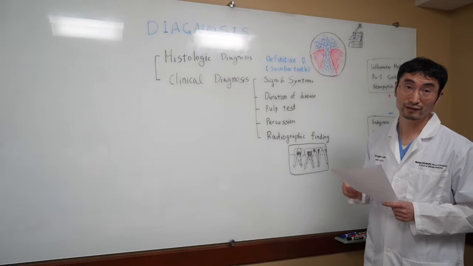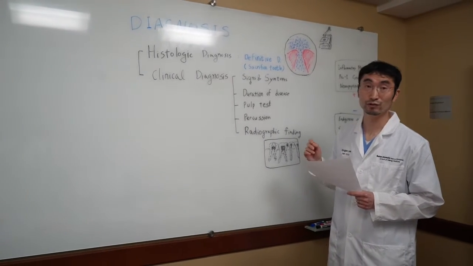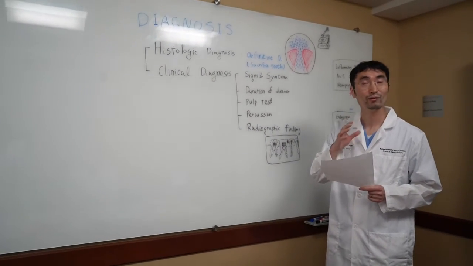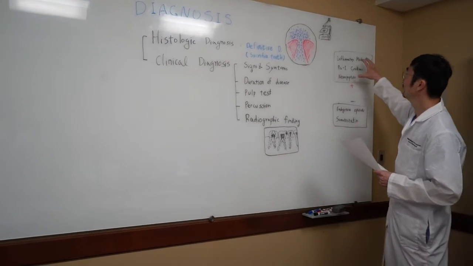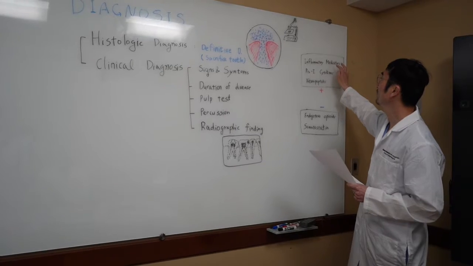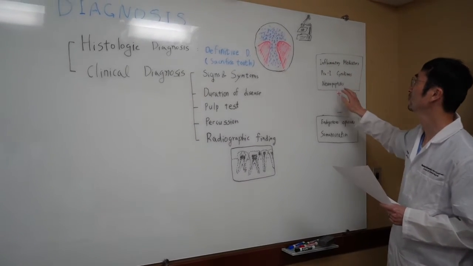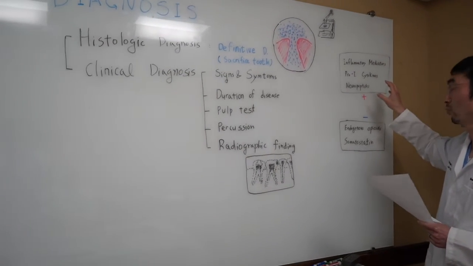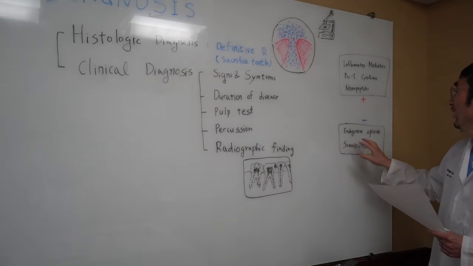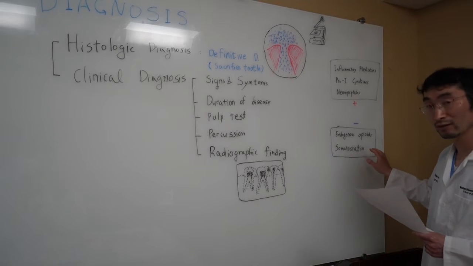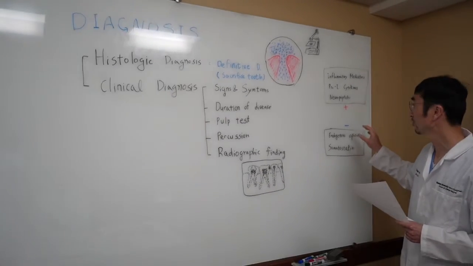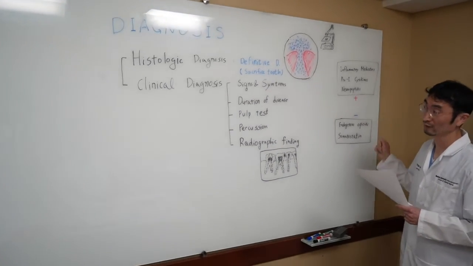The tricky part is apical periodontitis could be symptomatic or asymptomatic. This is because there are two parts. Some mediators, cytokines, or neuropeptides make it worse. But at the same time, endogenous opioids or somatostatin relieve the sensory endurance, so it could be tricky.